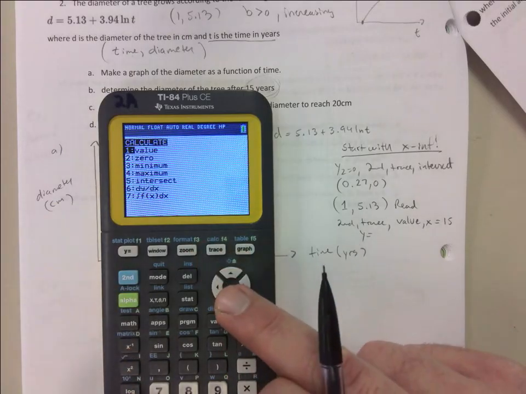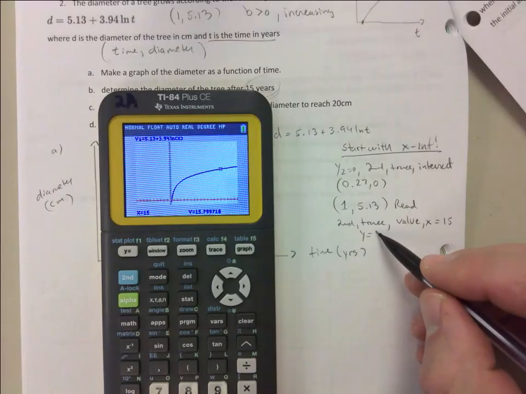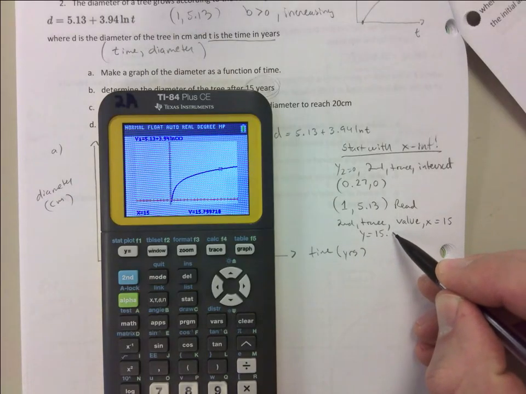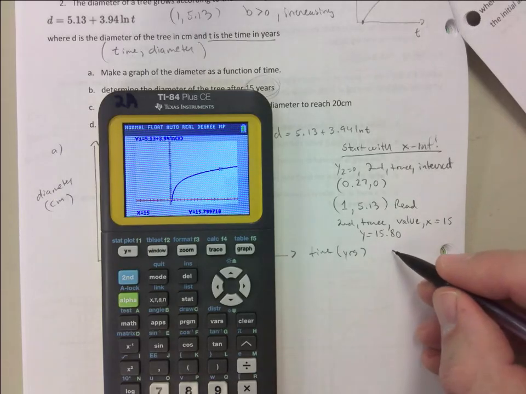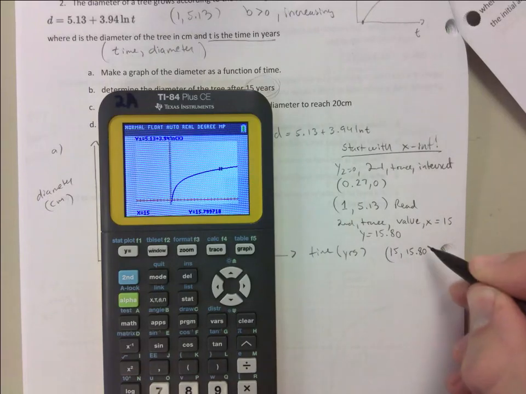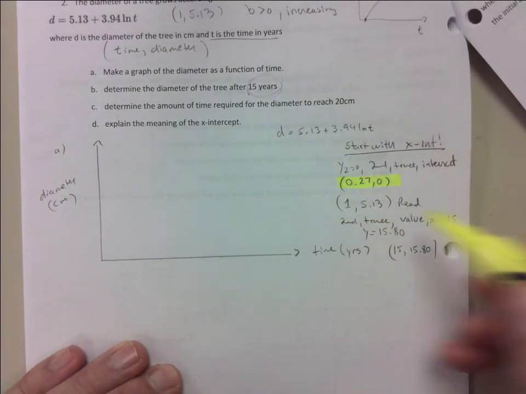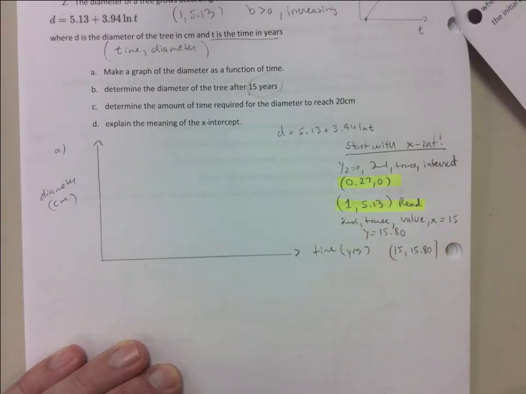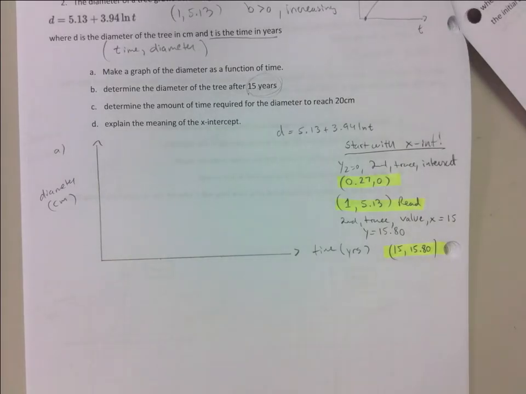Second, trace, value, x is equal to 15. Y is equal to 15.797. So it's 15.8 rounded. So it's 15.80. I'm going to highlight these points. So I found point number 1. I found another one that I could have just read off of the equation. And I have another one there. I would say have 3 points to help you out.